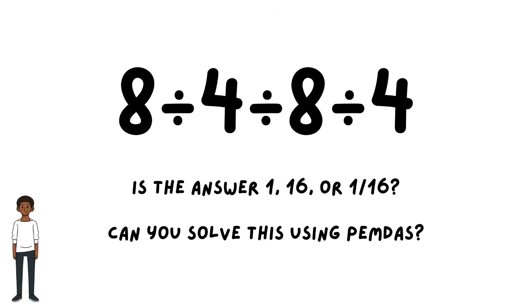Welcome back. Today we're looking at a classic chain of division. 8 divided by 4, divided by 8, divided by 4. Because this expression contains only division signs, the order in which you calculate matters completely.